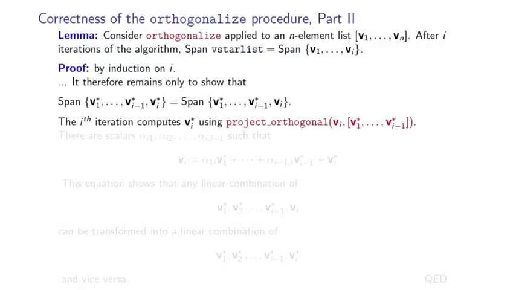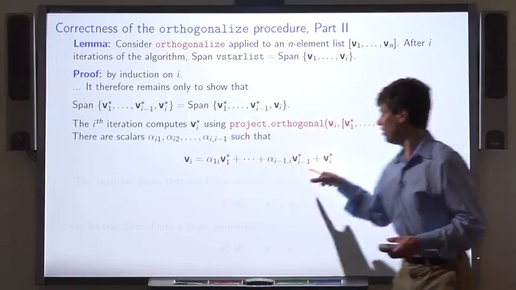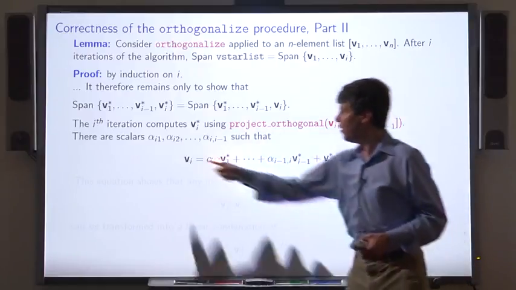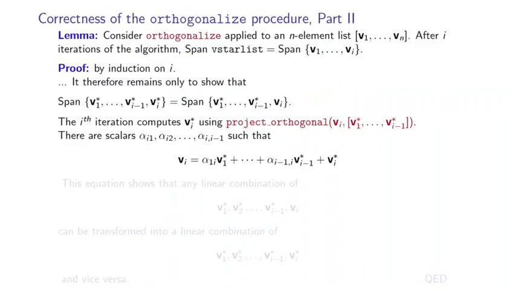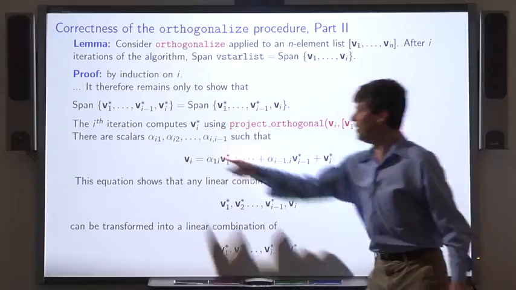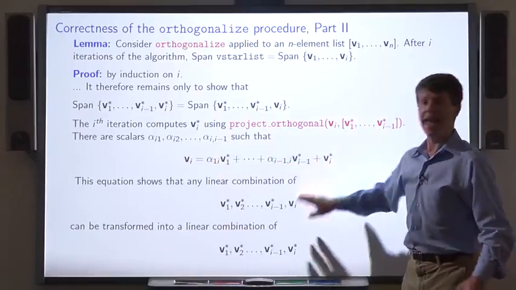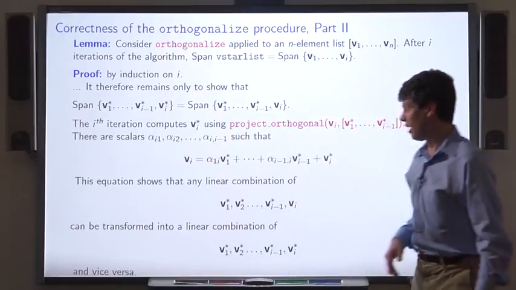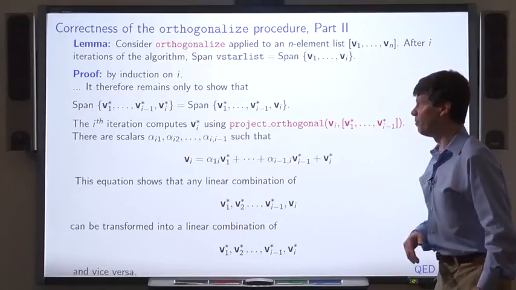The ith iteration computes Vi star by projecting Vi orthogonal to V1 star through Vi minus 1 star. Therefore, there are coefficients such that this equation holds. Vi is the linear combination of V1 star through Vi star. Well, this equation shows that any linear combination of V1 star through Vi minus 1 star together with Vi can be rewritten as a linear combination of V1 star through Vi star, because Vi can be written in that way, and vice versa. So this shows the induction step and completes the proof.